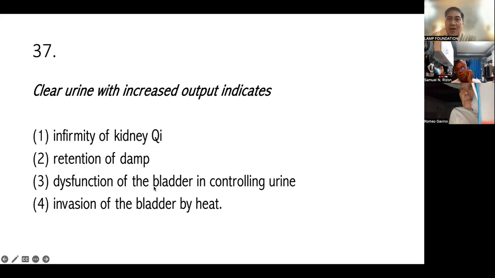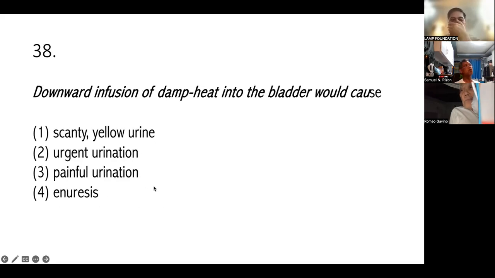Wala akong masabi. Okay. What about front mo? Are you going to also do something about the front mo? Ang GB25 po sa kidney. Tapos front mo naman po ng bladder is Ren 3. Okay, number 38. Okay, 38.